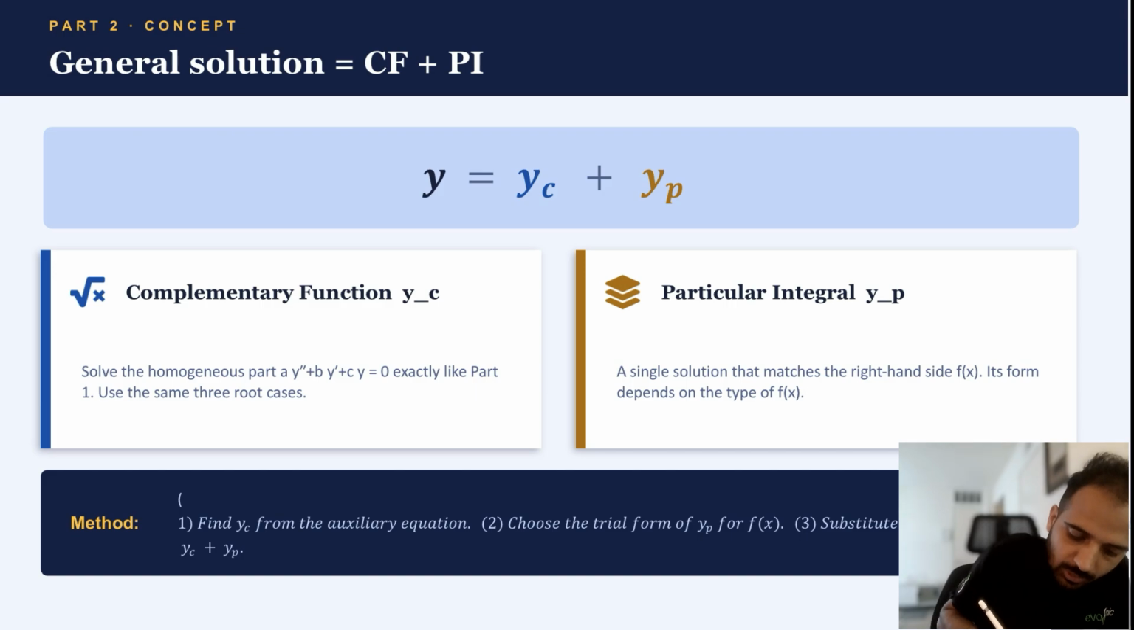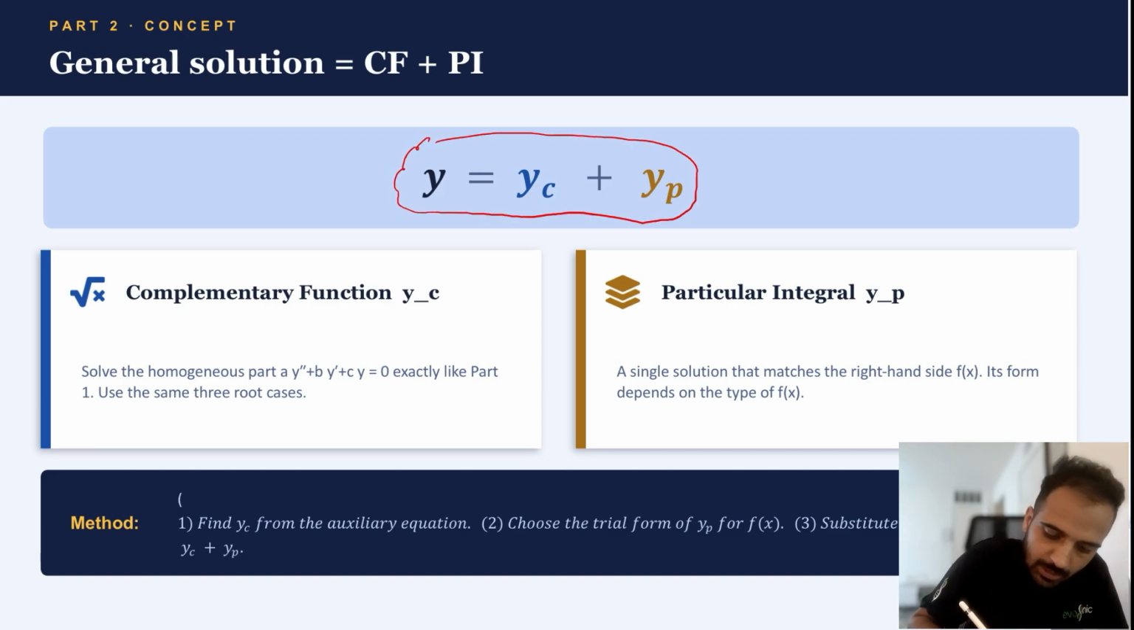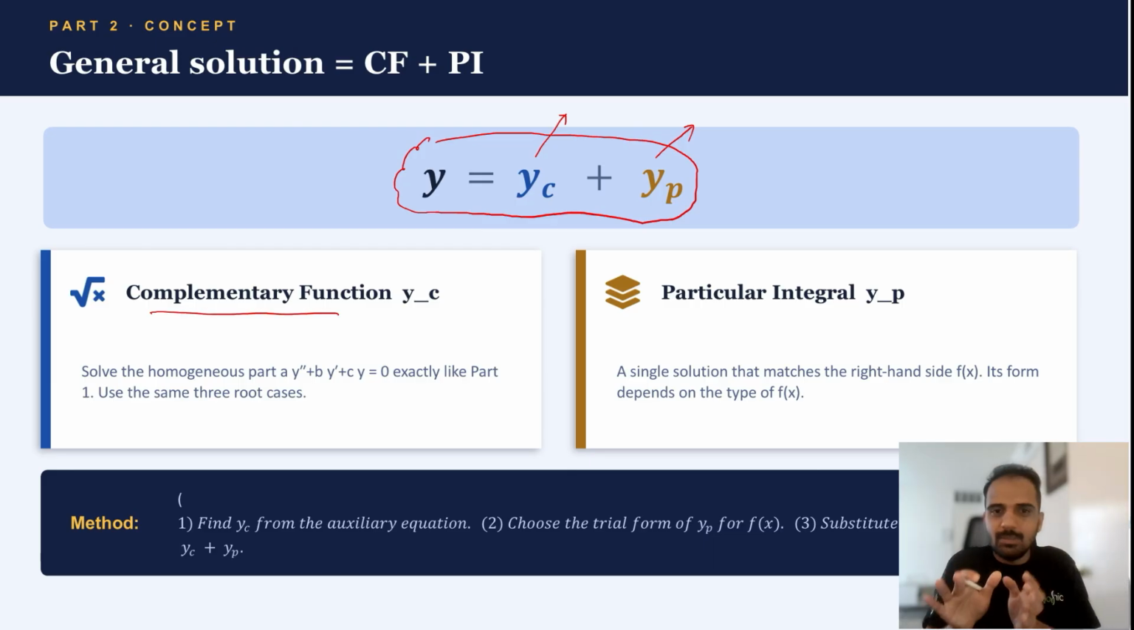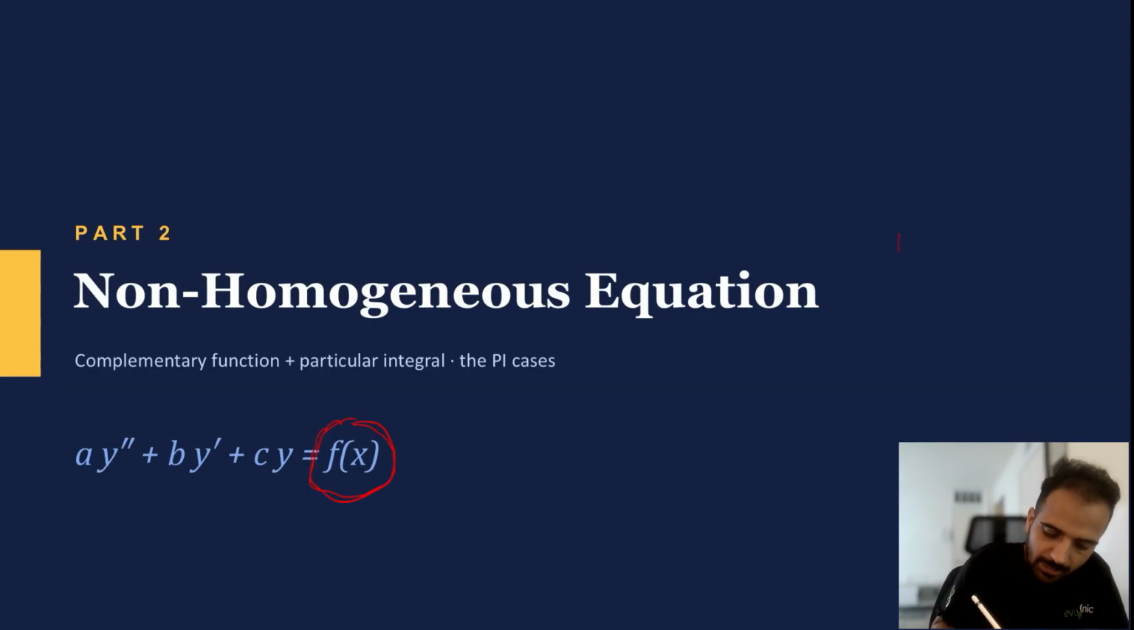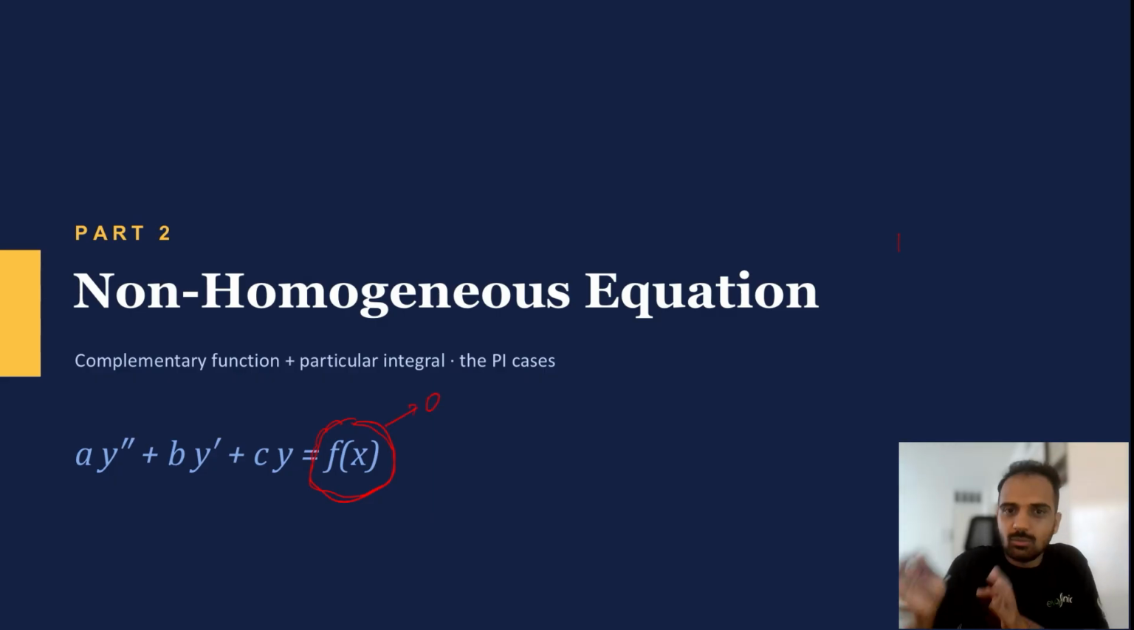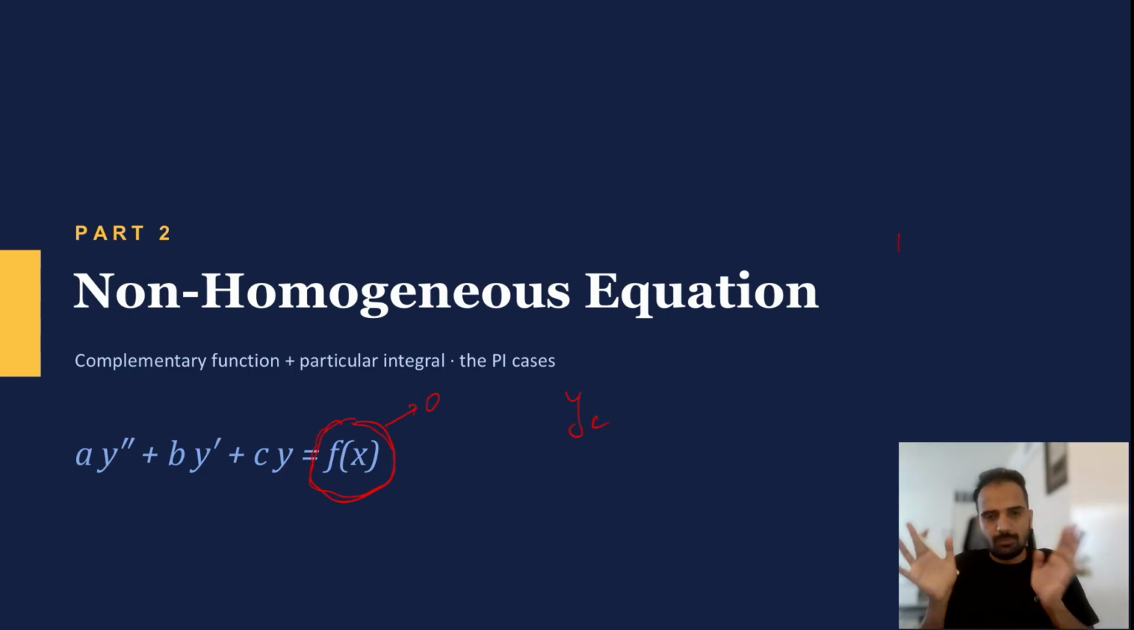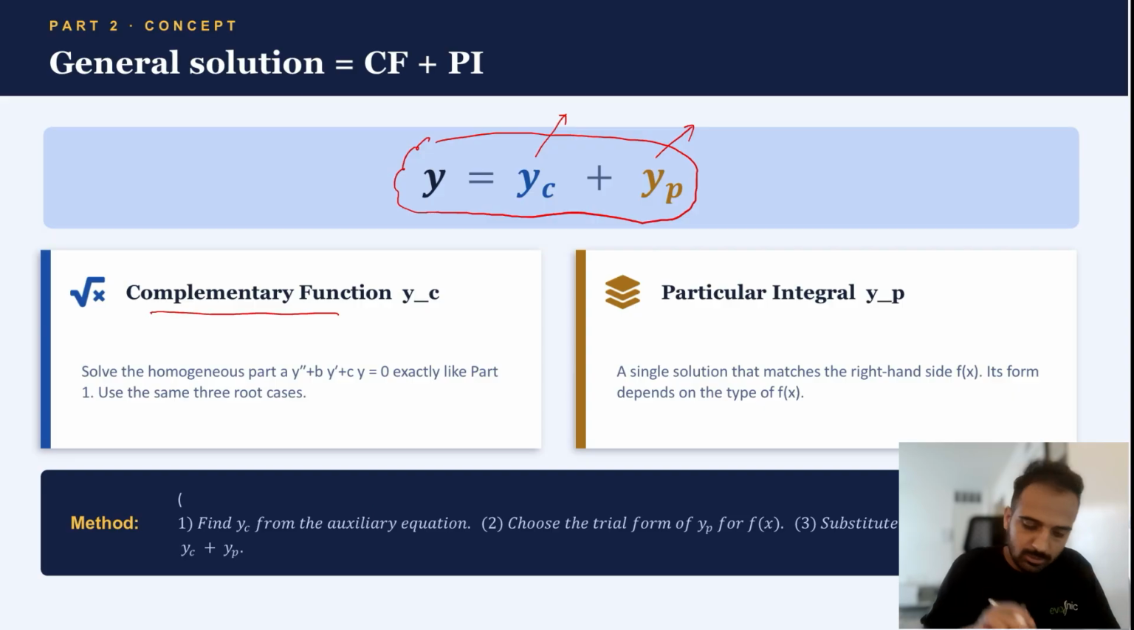Generally the non-homogeneous solution is the summation of two solutions: one is the complementary function and the next is your particular integral. To determine the complementary function, you can simply solve this non-homogeneous equation considering it as a homogeneous one. First you put f(x) equal to 0 and solve, and whatever solution you have, you call it the complementary solution. But this is not the final solution. To get the final solution, you still have to find your particular integral. So this will be the first part.